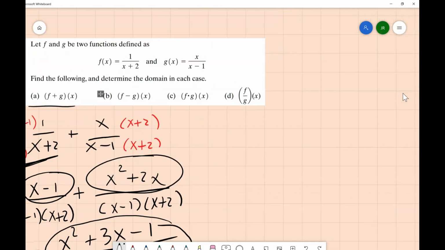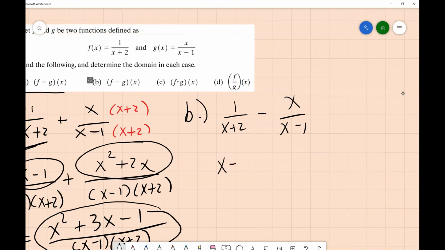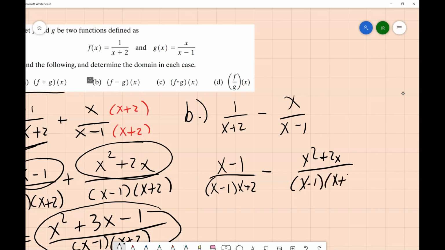All right, part B. Part B is very similar. I'm just subtracting them instead of adding them. So 1 over x plus 2 minus x over x minus 1. I've already gotten the common denominators in part A, so I'm just going to use the work that I've already done. So it's going to be x minus 1 over x minus 1 times x plus 2, minus x squared plus 2x. I need those parentheses. Over x minus 1 times x plus 2.